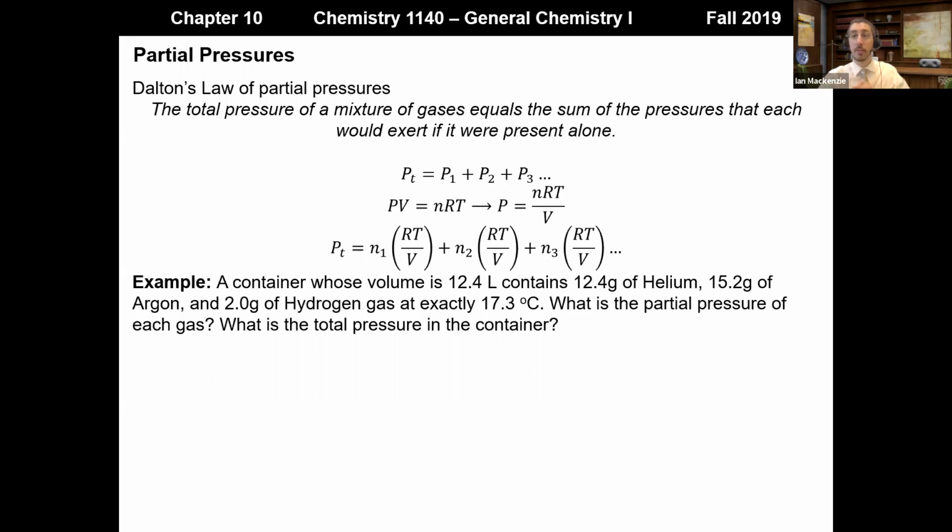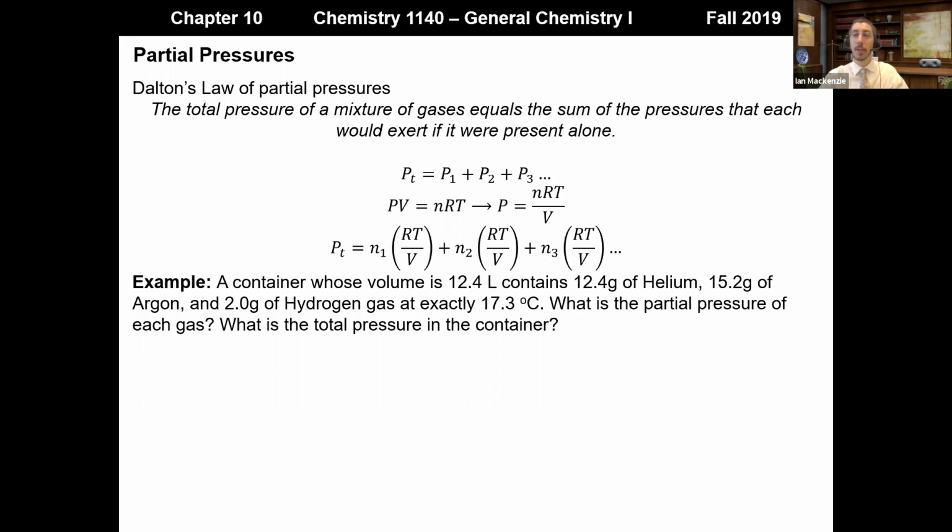Well, we can start out just by figuring out the individual pressures of each gas. We're given a volume, so we know V. We're given a temperature, so we know T. R is always going to be just a gas constant, so we can look that up. And then we're given a mass, which we can convert to moles using the molar mass. So we know n, T, and V, and of course R. So we can then solve for P for each of the individual cases.